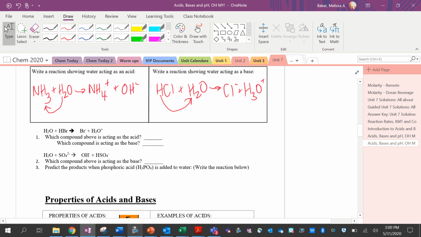So in this example, in number 1 here, which compound is acting as the acid? Well, you can see acids donate, and the HBr is donating its hydrogen. And so the one acting as a base is H2O. In number 2, the SO4 2- is accepting a hydrogen, so it's acting as a base. And even though it didn't ask, H2O acts as an acid in this example.